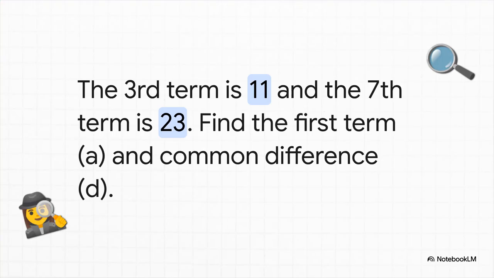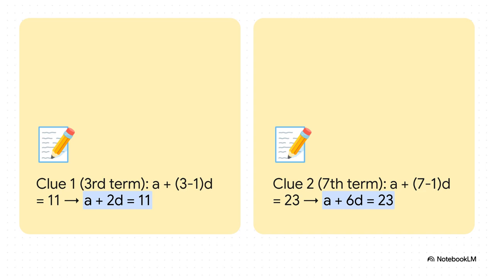All right, here's the case. We have two clues. Clue number 1, the third term in some mysterious sequence is 11. Clue number 2, the seventh term is 23. Our mission, should we choose to accept it, is to figure out the two missing pieces, the starting number, A, and that all-important step size, D. So, how do we solve this thing? Well, we use the only tool we have, our predictor formula.